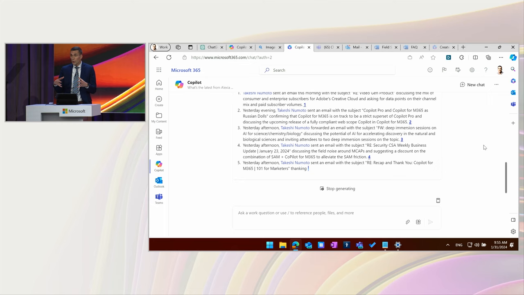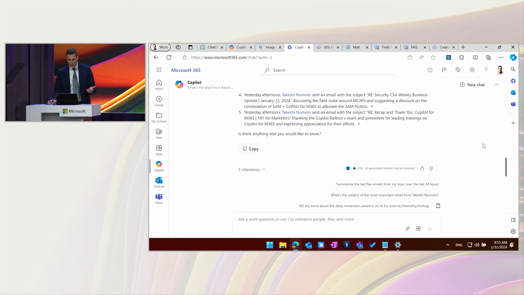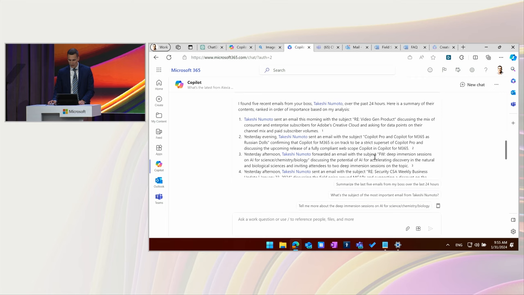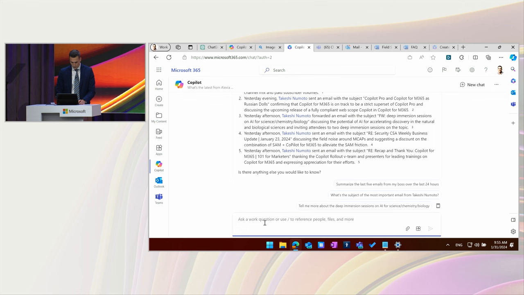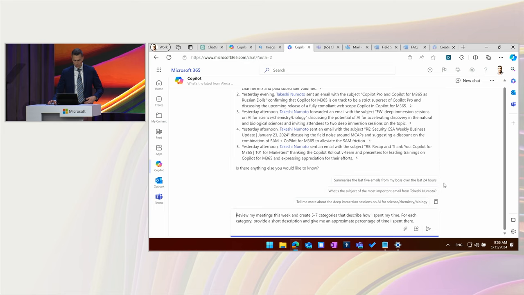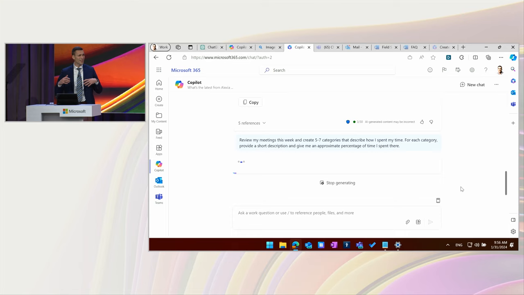So you can get a sense for your ability now to perform tasks that perhaps you've never seen done before. For many people, this idea that you could query your information using Copilot like this is just totally foreign. I'll show you one last one here and move on to one or two other things. Let's try this. That's a good one. Let's try this. From my meetings this week, give me 5 to 7 categories that describe how I spend my time. For each category, give me a short description and an approximate percentage of time that I spent there. Again, people don't even think about these types of prompts being how they would do their work.